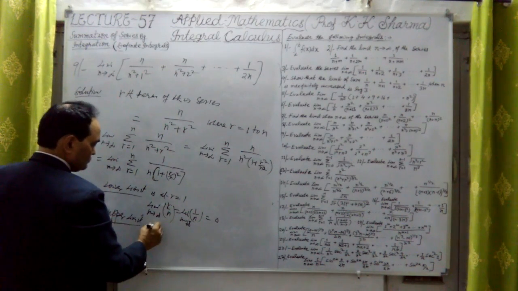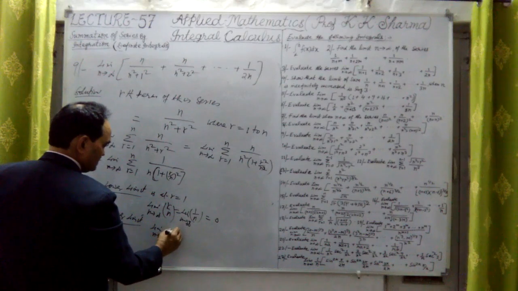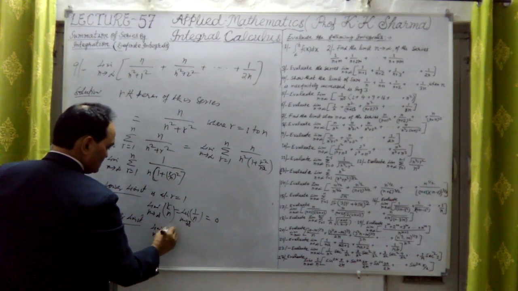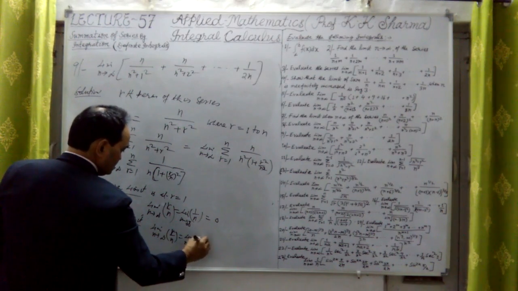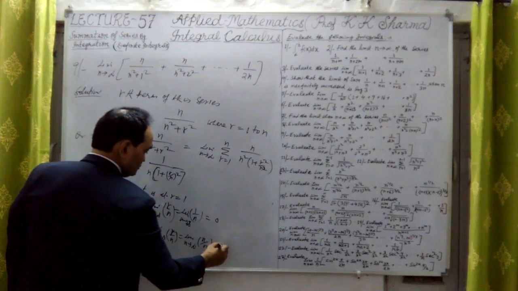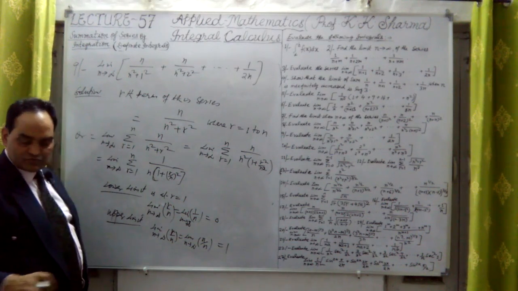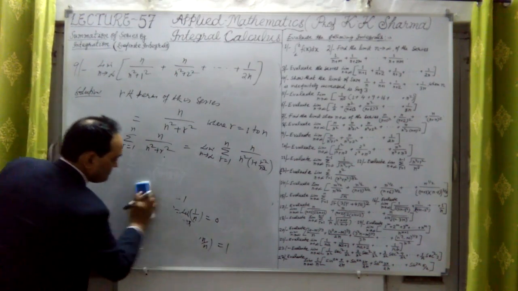Upper limit is equal to limit n tends to infinity, r upon n, which is n upon n when r is equal to n, is equal to 1. The limits are these.